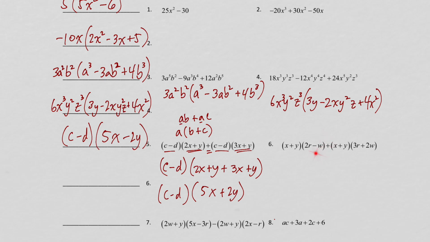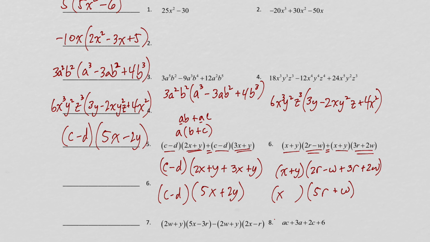Again, this plus makes this a term and this a term. The x plus y is common, so I'm going to pull out the x plus y. That comes out. And I'm going to be left with this plus this. So 2r minus w plus 3r plus 2w. And I'm going to combine like terms here, and I'll get 5r plus 1w. And that's all you can do.